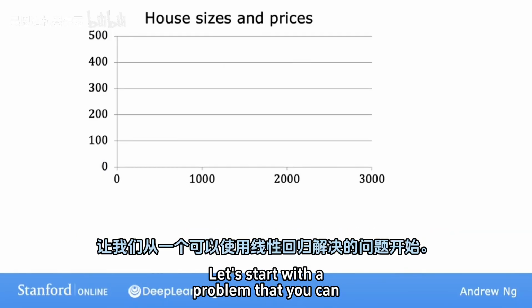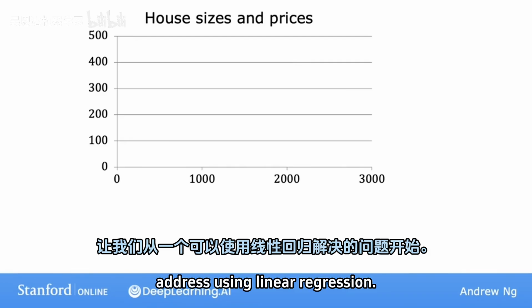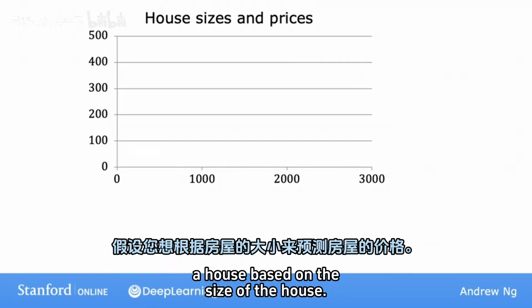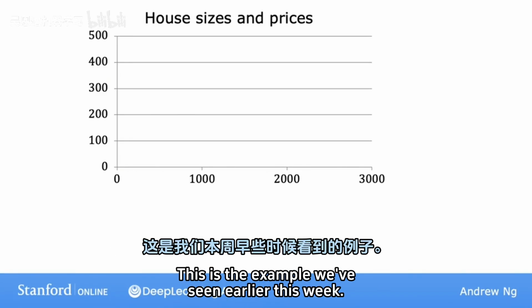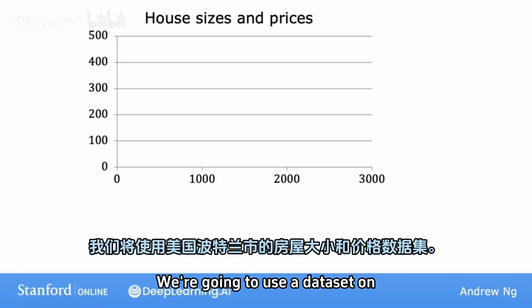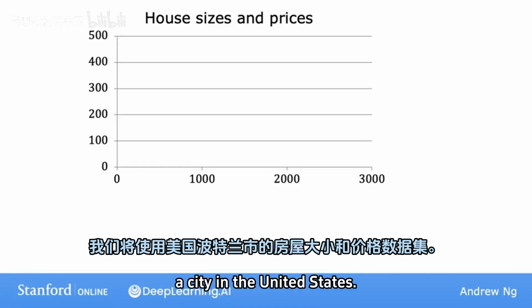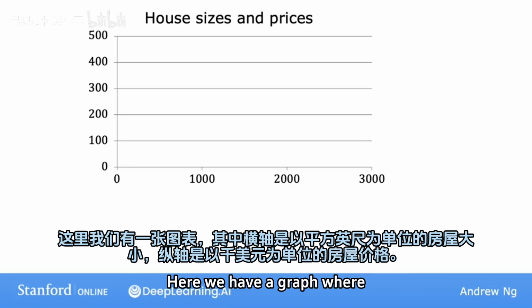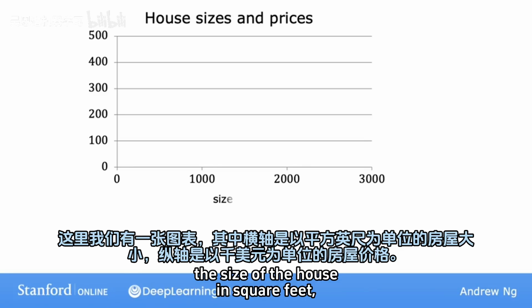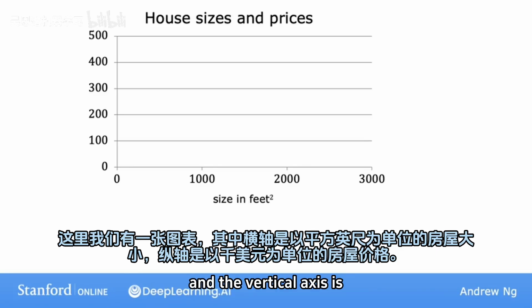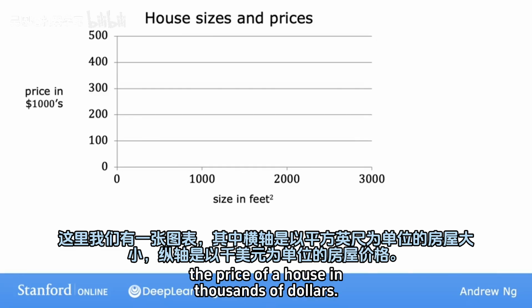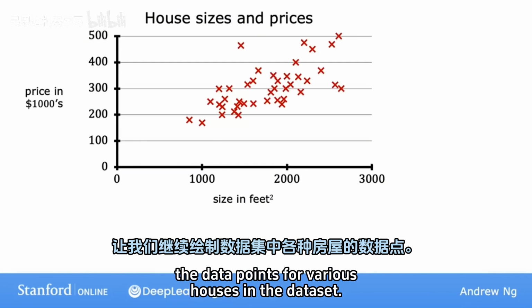Let's start with a problem that you can address using linear regression. Say you want to predict the price of a house based on the size of the house. This is the example we've seen earlier this week. We're going to use a dataset on house sizes and prices from Portland, a city in the United States. Here we have a graph where the horizontal axis is the size of the house in square feet, and the vertical axis is the price of the house in thousands of dollars. Let's go ahead and plot the data points for various houses in the dataset.